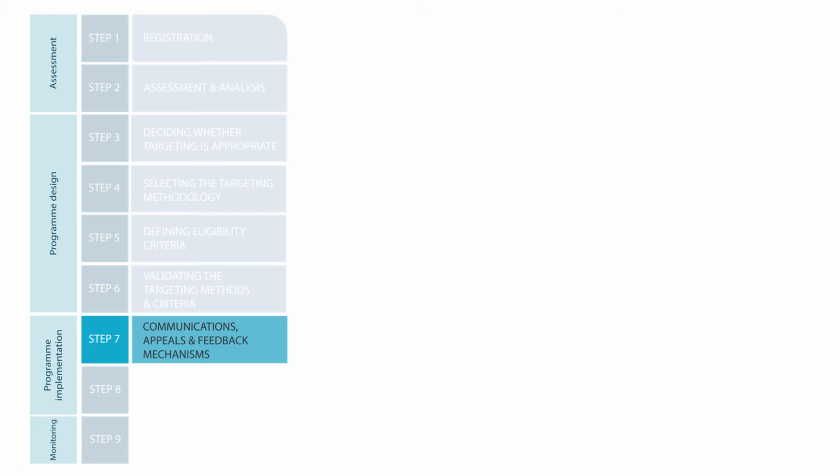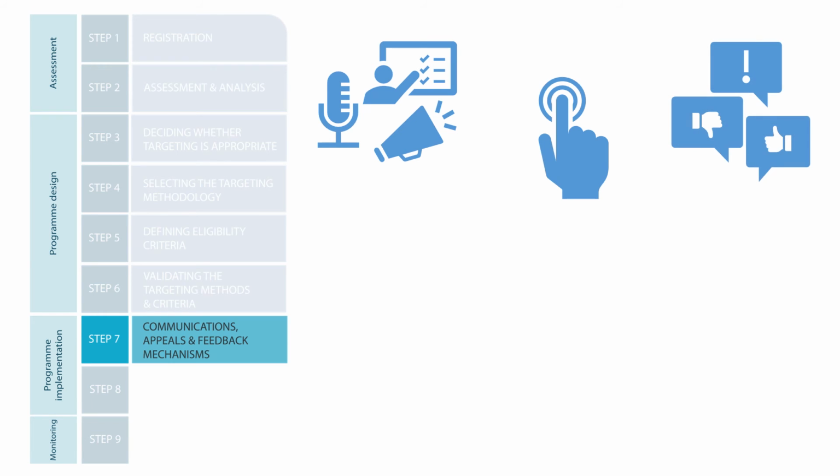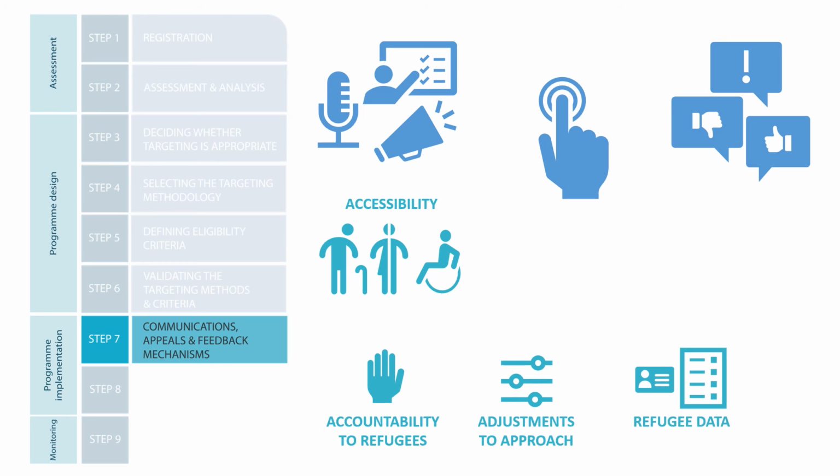The seventh step is communications, appeals, and feedback mechanisms, ensuring timely communication around the targeting process and eligibility criteria, having in place a robust appeals process for those not identified as eligible for assistance but who feel they should be included, and having complaints and feedback systems in place, while ensuring accessibility to communication and feedback mechanisms for refugees, regardless of age, gender, or other characteristics. This helps to ensure accountability to refugees, to inform adjustments to the targeting approach, and the updating of refugee data.